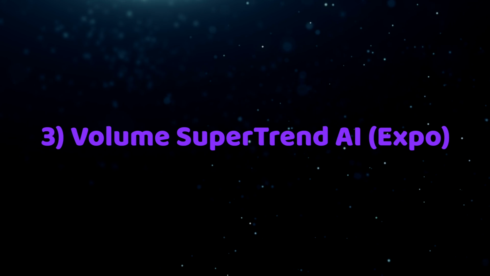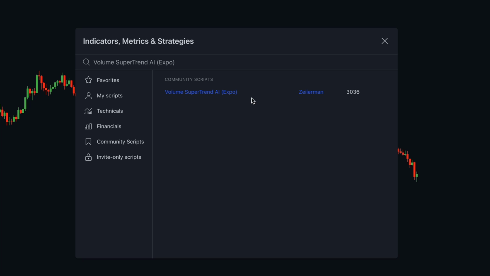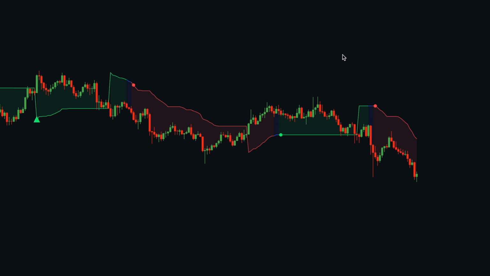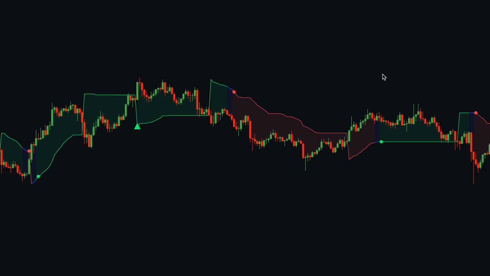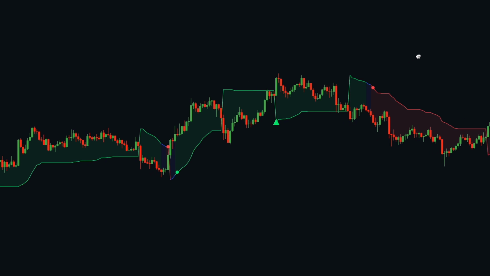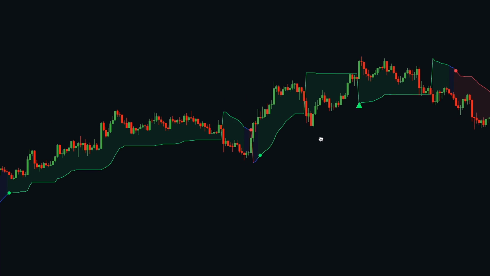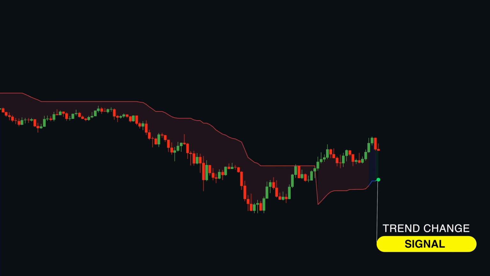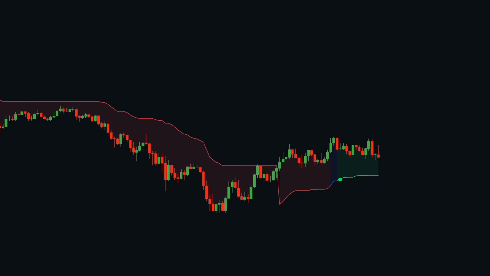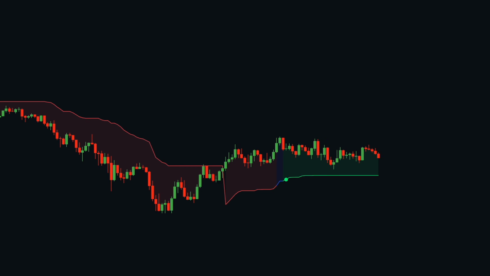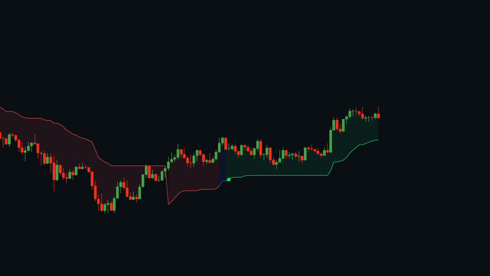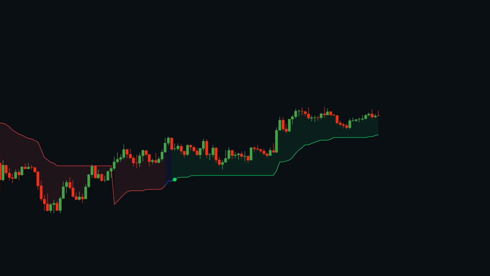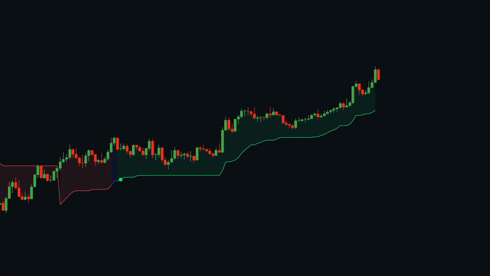Volume Supertrend AI. Created by Zierman, the Volume Supertrend AI is an advanced technical indicator used to predict trends in price movements by utilizing a combination of traditional supertrend calculation and AI techniques, particularly the k-nearest neighbors algorithm. By combining these approaches, the indicator aims to offer more precise predictions of price trends, offering bullish and bearish signals. By utilizing volume-weighted moving averages, the Volume Supertrend AI emphasizes the importance of trading volume in the trend direction, allowing it to respond more accurately to market dynamics.